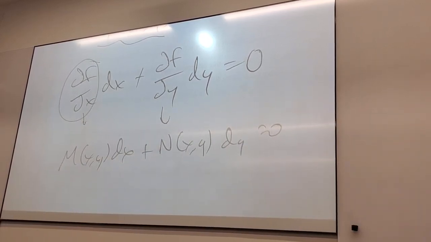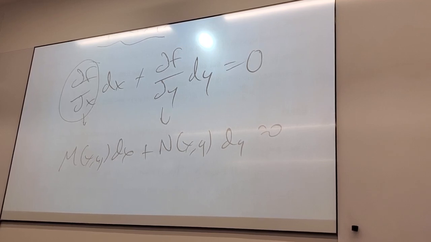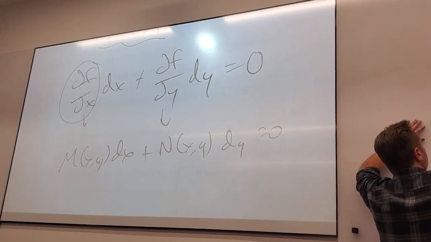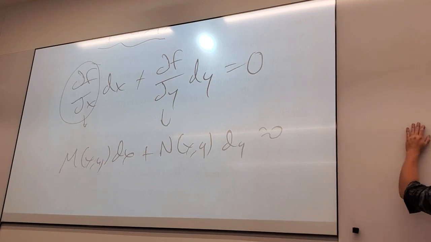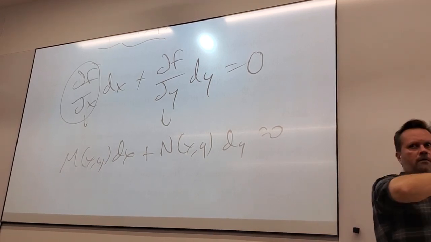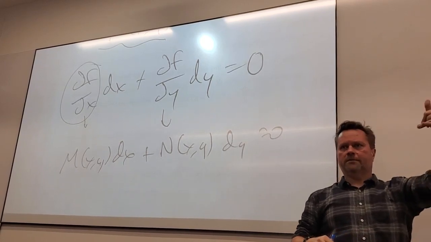Okay, so let's talk about what do we do if I have something that I can maybe make exact, but it isn't currently exact. So what would it mean for a differential equation in this form? Real quick, what would it take for this to not be exact? The partials be different? If the mixed partials are different, exactly.